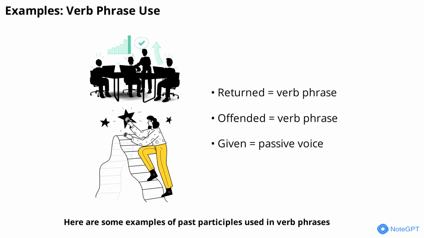Here are some examples of past participles used in verb phrases. He has not returned yet. Returned is part of the verb phrase. She has never offended anyone's sentiments. Offended works with has to form the present perfect tense. The boys were given the medals. Given is used in the passive voice. In these sentences, the participle is not describing a noun, but rather helping to form the verb tense or voice. This is an essential function in English grammar.